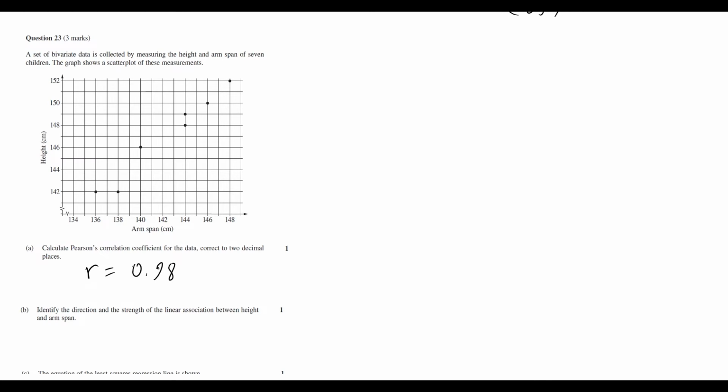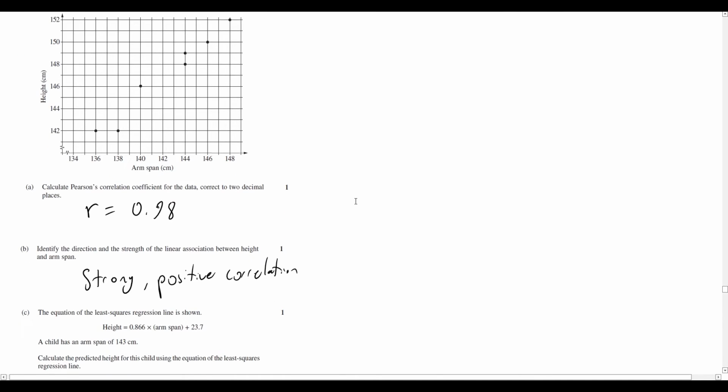Okay, so part B asks us to identify the direction and the strength of the linear association between height and arm span. Well, it's a pretty strong correlation because it's very, very close to 1. And just remembering that a Pearson correlation coefficient of 1 is the maximum, so we'd say that it's strong. And now look at the direction of it, it's going up, so it's positive. So it's a strong positive correlation. And that's our answer there.